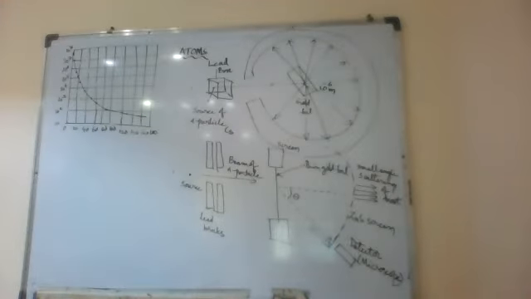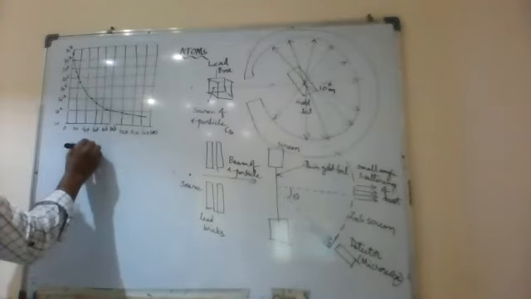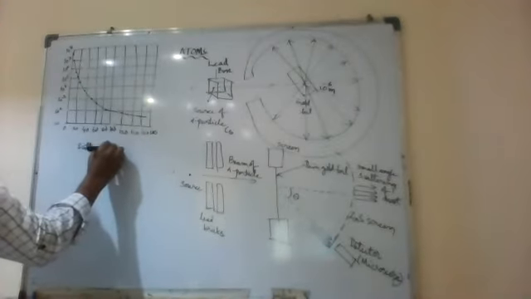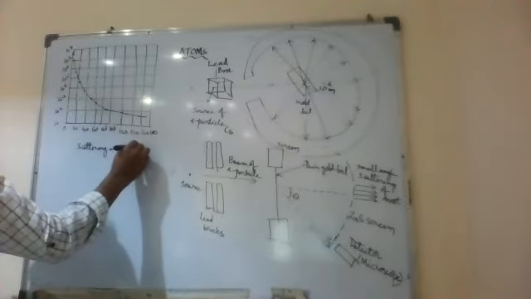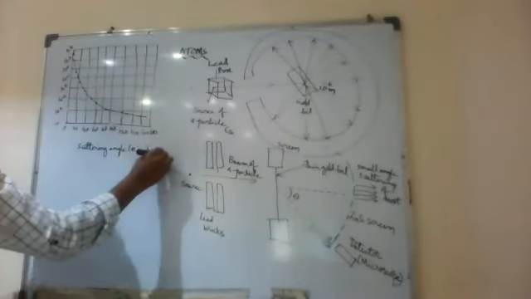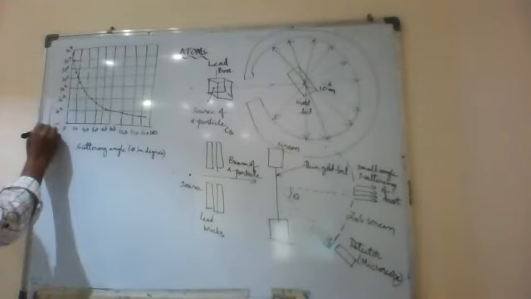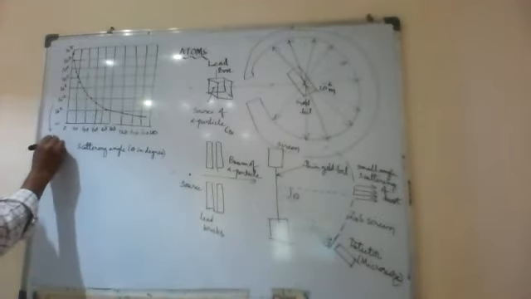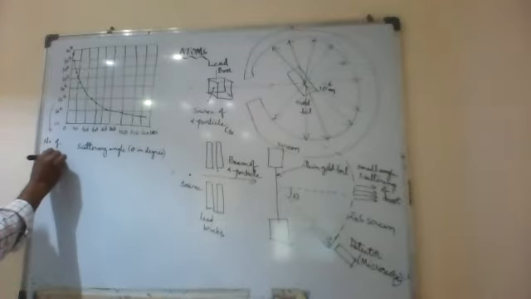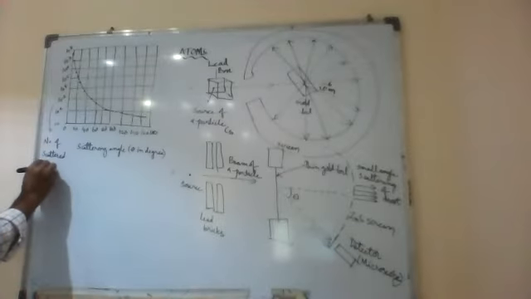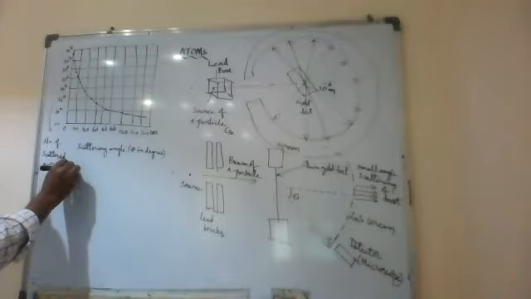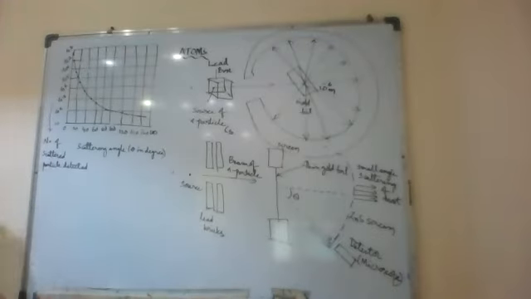See, this is the thing. The x-axis is the scattering angle theta in degrees, and the y-axis is the number of scattered particles detected. Number of scattered particles detected.